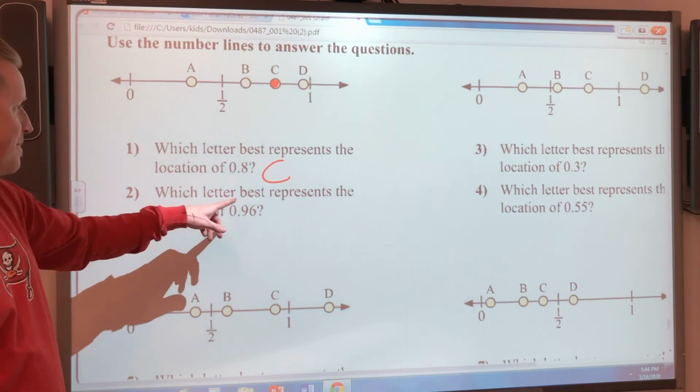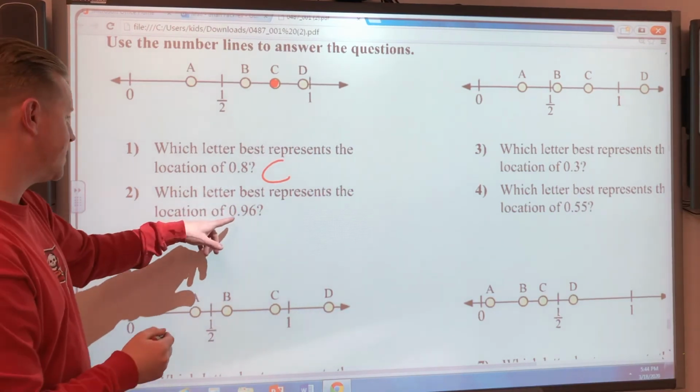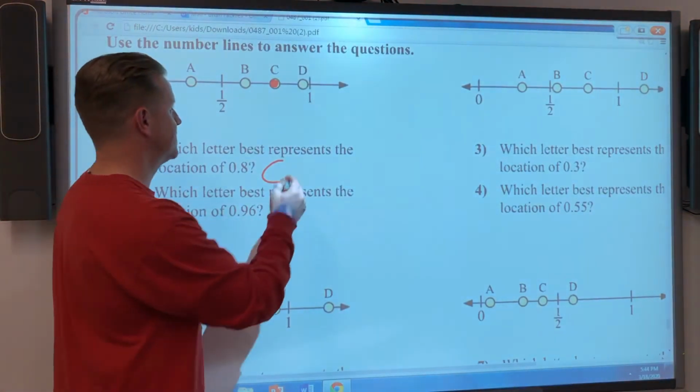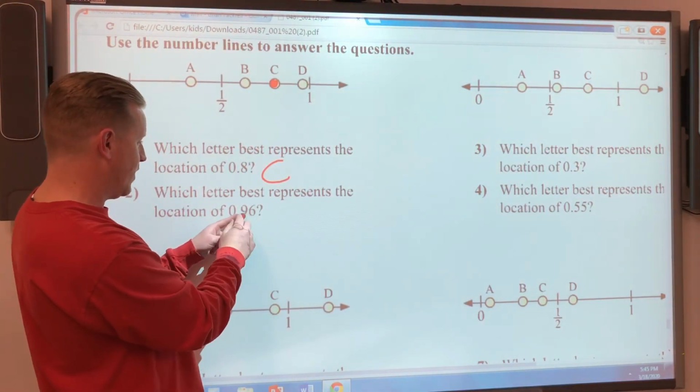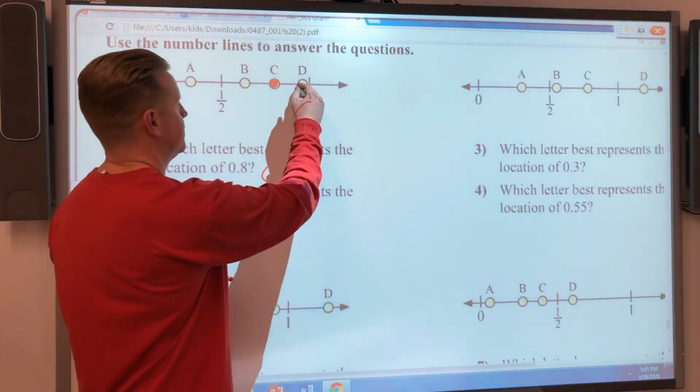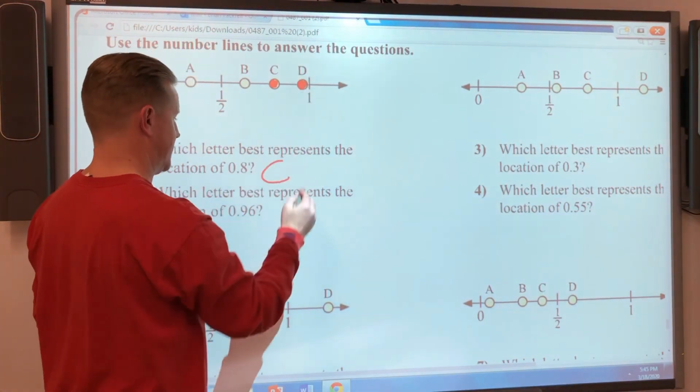Number 2, which letter best represents the location of 96 hundredths? That's really close to 1 whole. Because if we were to get to 100 100ths, that would mean 1 whole. So it must be right next to it.